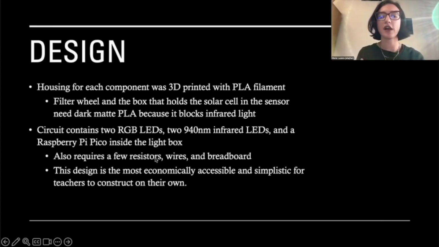Given this, we are developing a GitHub with 3D housing files, circuit diagrams, and the Python code so everyone can have access to reproducing and creating this tool. This documentation will be available approximately early next year, 2026, on the GLASS website. So if you're looking for this documentation, please turn to our GLASS website so you can find it.